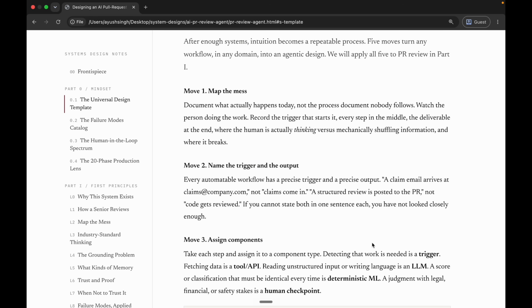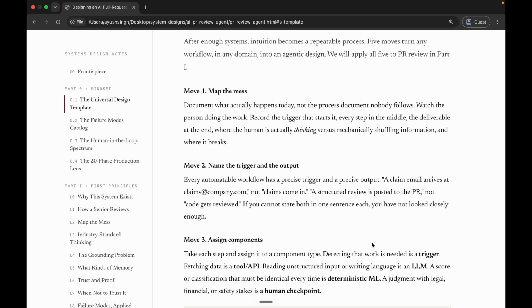So the first step in this project is figuring out what happens today. And more importantly, I want to understand what triggers it. Basically, what triggers a senior engineer or some engineer to review your PR? As soon as the PR is made, he will get a notification on GitHub, or probably a Discord or Slack alert, or some person says, hey, I made a PR, can you review it? And then he will make a comment.